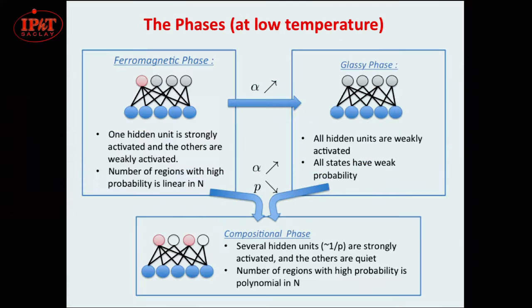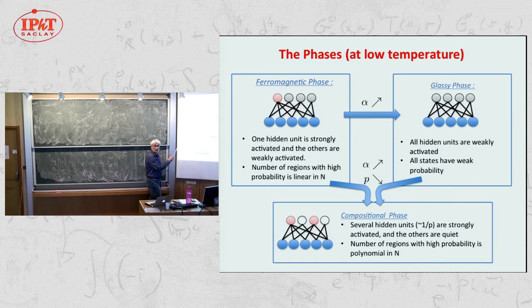So when you do that, you find the same phases as before: the ferromagnetic phase where a single hidden unit is very strongly magnetized, or the phase where none of them are magnetized, which correspond to the ferromagnetic and glassy phases that were present in the Hopfield model. But as P is decreasing, that is, as the weights become sparser and sparser, there is another phase, where a large number of hidden units are strongly magnetized. And this number scales as 1 over P, where P is the sparsity.